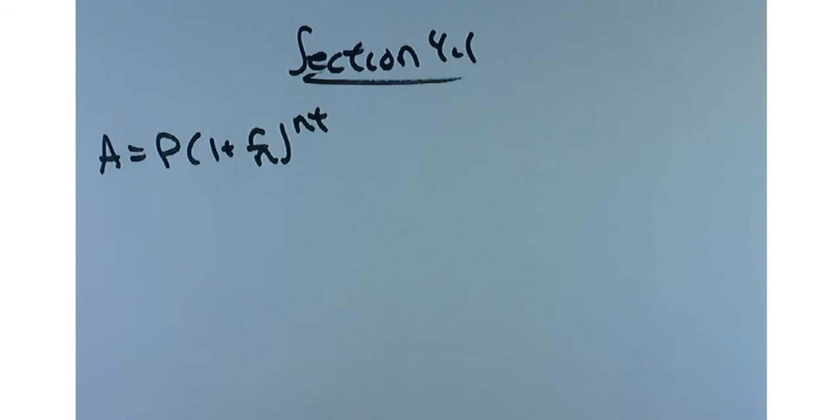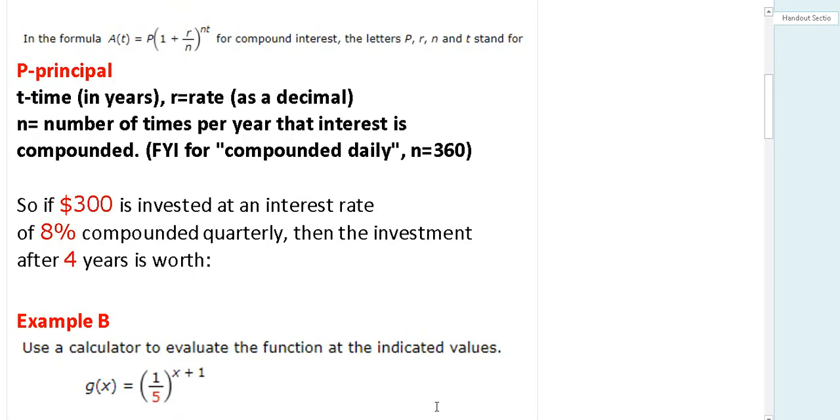So let's take a look at this first one. It says if $300 is invested at an interest rate of 8% compounded quarterly, then the investment after 4 years is worth what? So let me copy down a few things here. First of all, P is 300. R is 8%. And then, let's see, T is 4 years. So, okay, I think I got everything I need. Let's take a look here.